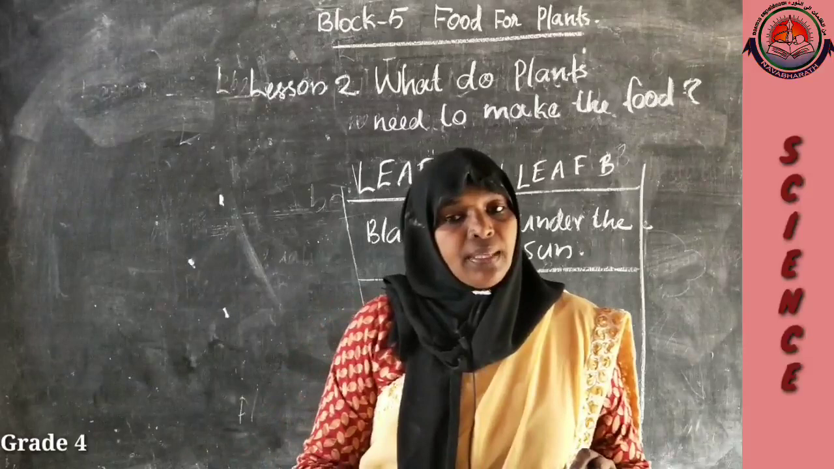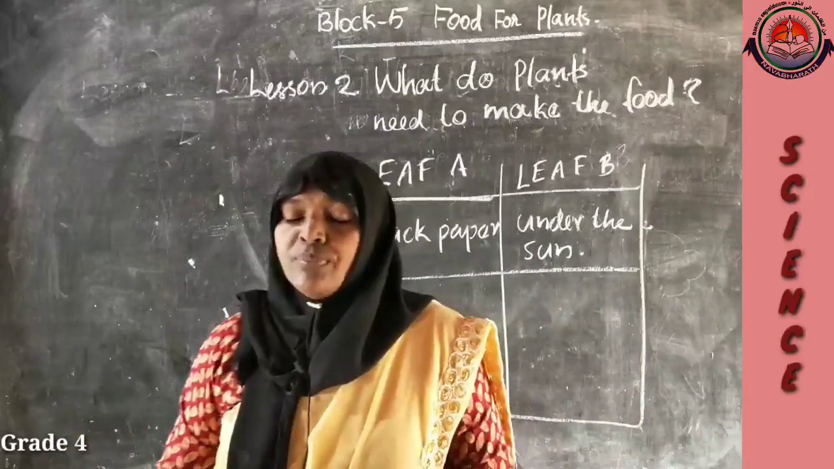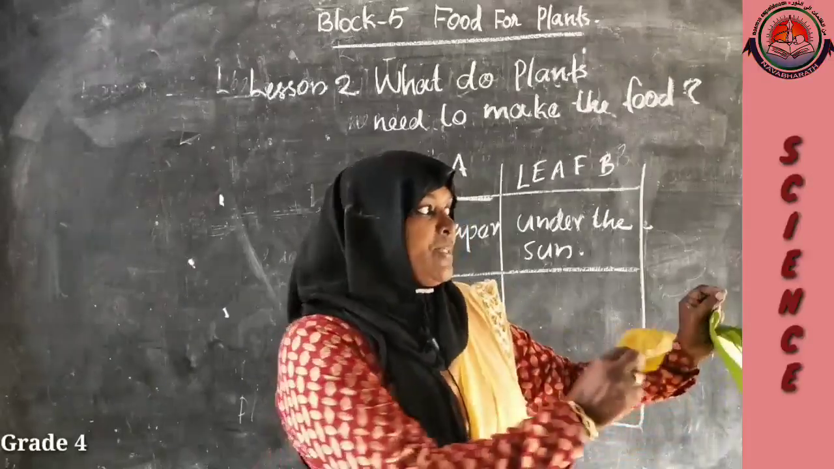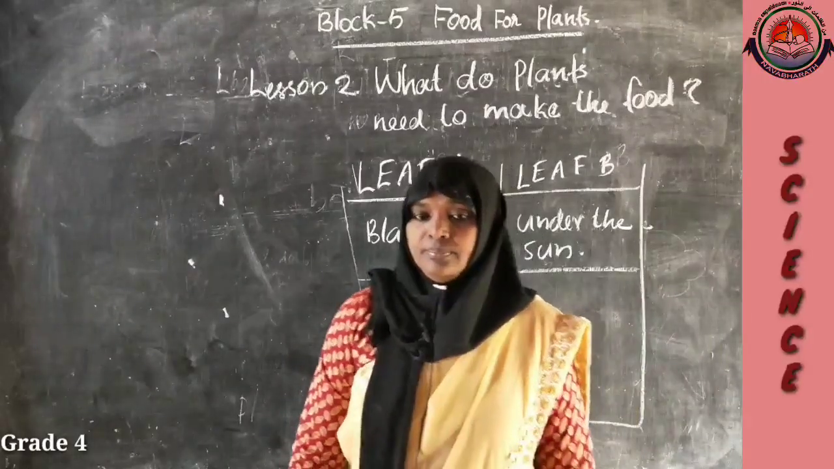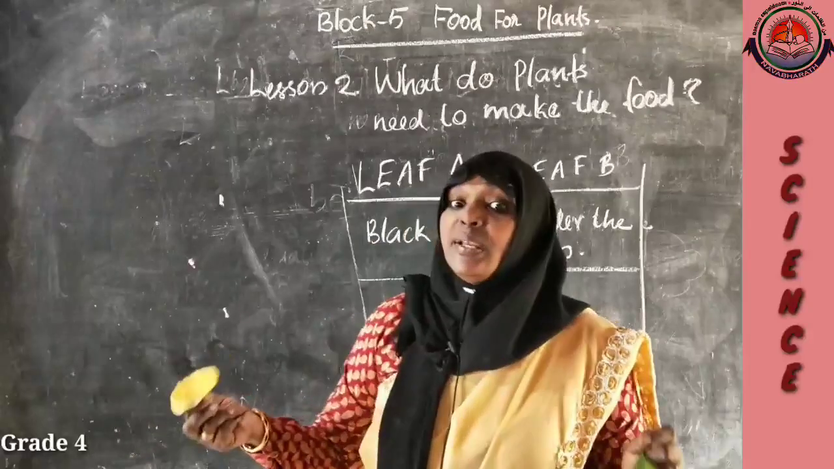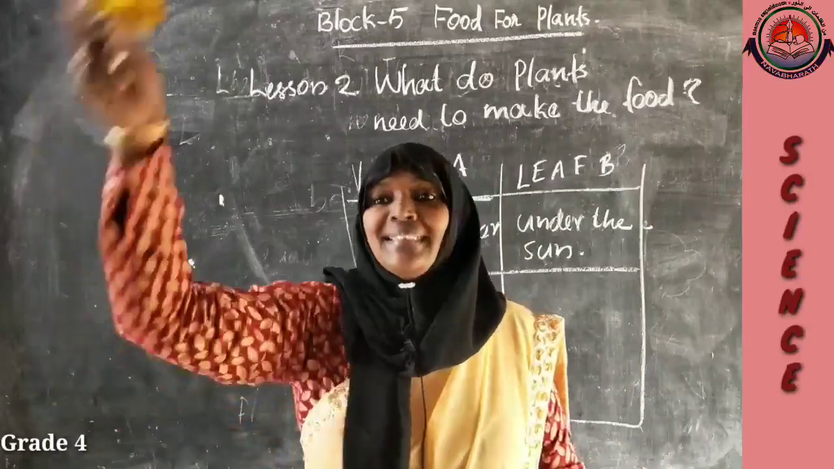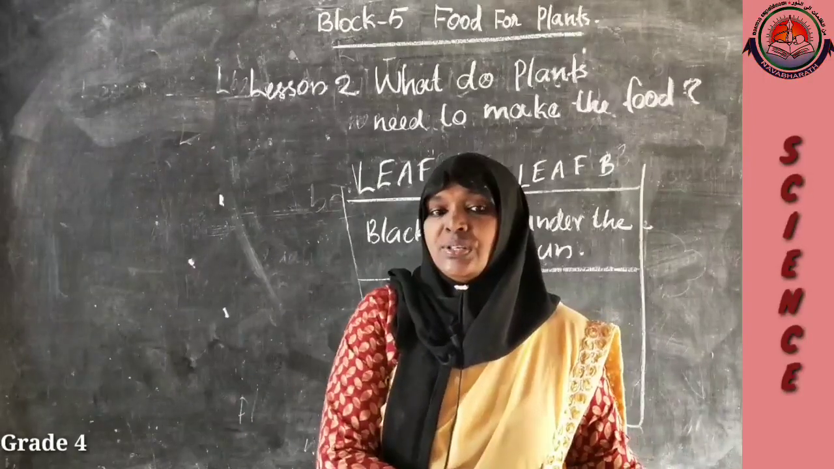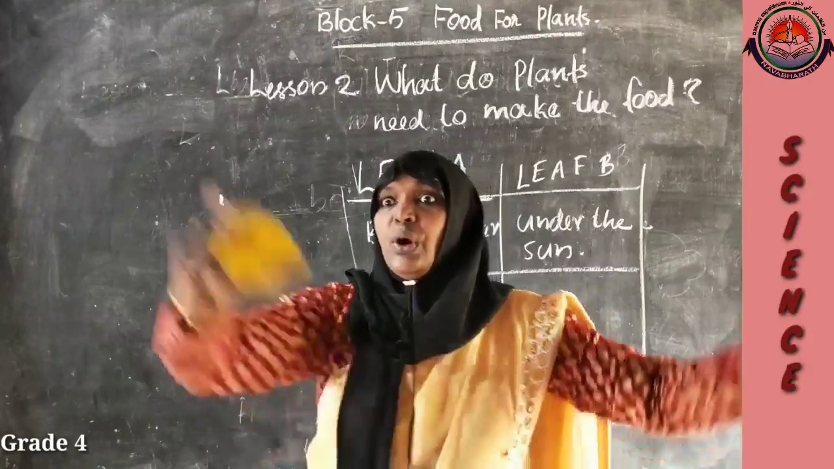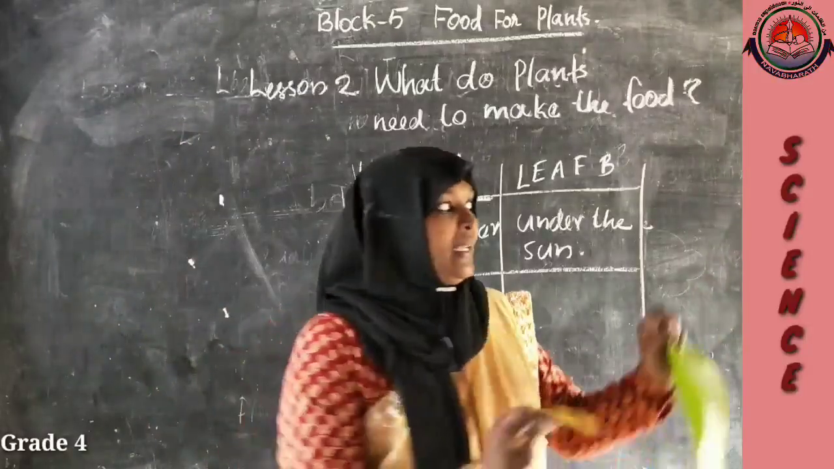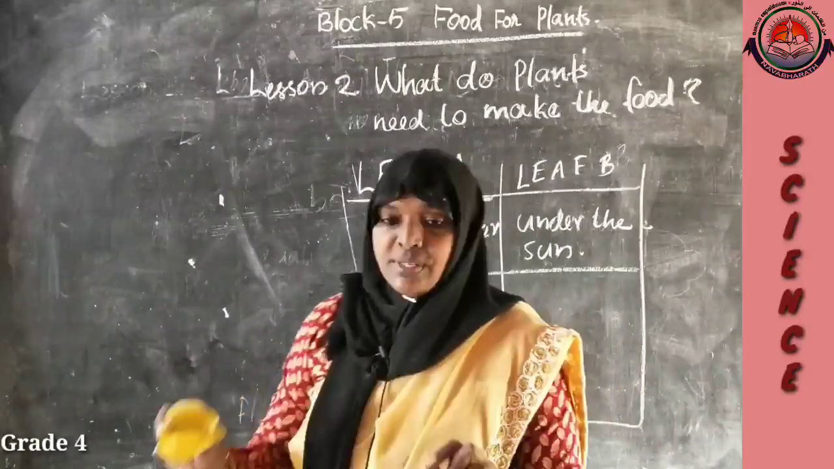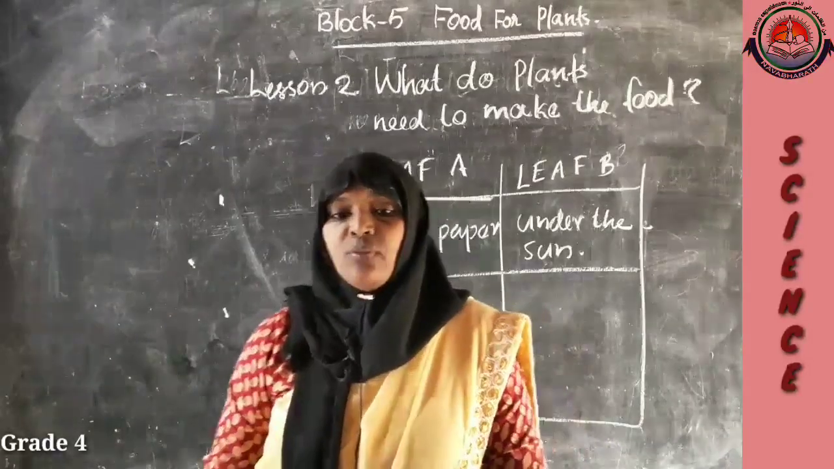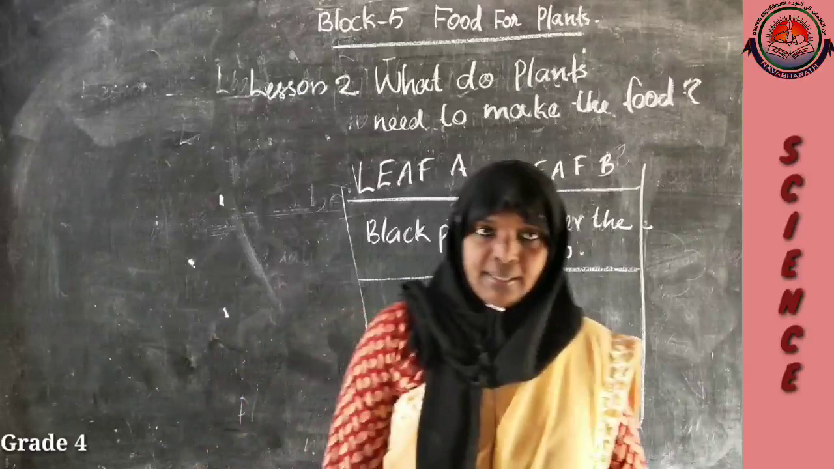If we keep one plant in a room with dim light and another plant in sunlight, which plant will grow fast? Yes, the plant kept in the sunlight grows faster. The dim light will not be sufficient for the plant to make enough food.